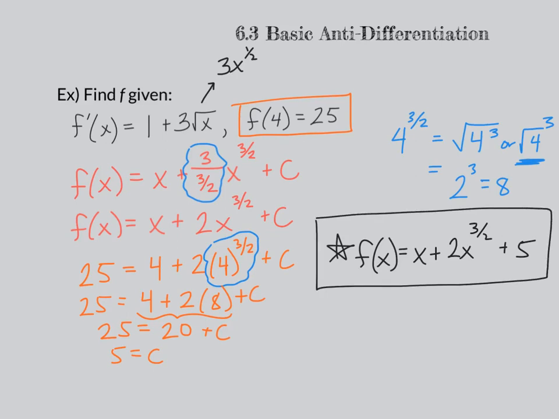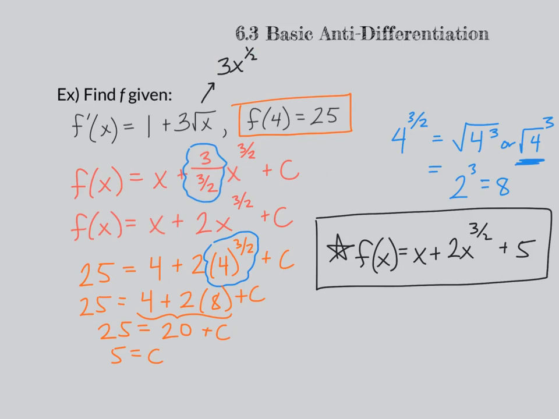Again, how can you check your work? I'm not going to go through this process because you guys know how to do this, but take the derivative of this. You should end up with this. And you will. Remember, this is just 3x to the 1/2.